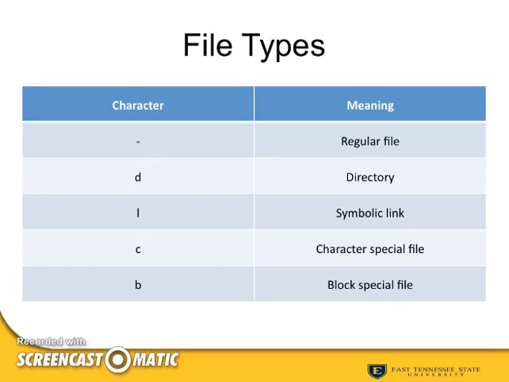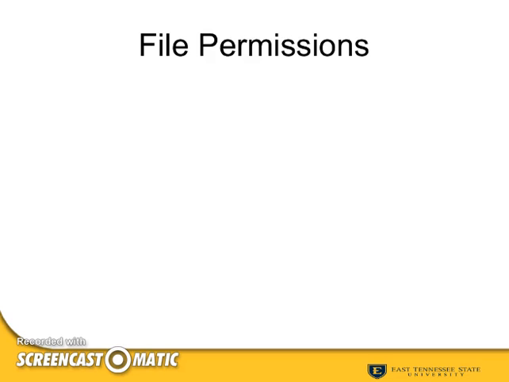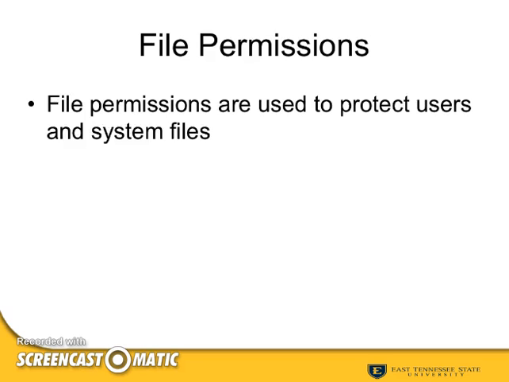C represents a character special file, which is a device that handles data as a stream of bits, such as a terminal or modem. B represents a block special file, which is a device that handles data in blocks such as a hard drive. The file permissions are represented in the 9 characters following the file type character in the file attributes. File permissions are used to protect users and system files.